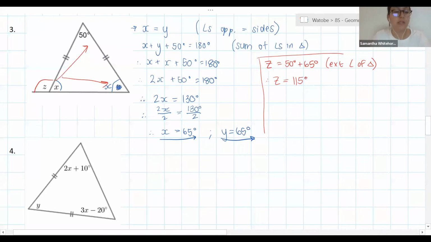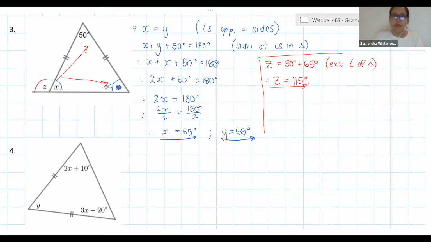115 degrees. Now, guys, what you can do as well is you can use angles on a straight line to find Z. Because you've got X, you can use angles on a straight line. That's absolutely fine as well. But exterior angles of a triangle is also a perfectly valid reason, so either one you would be marked correct for. Right, well done, guys. So we've got X, we've got Y, and we've got Z.